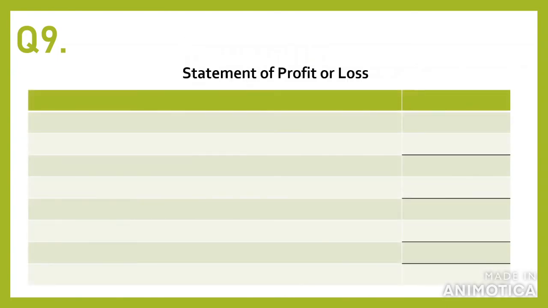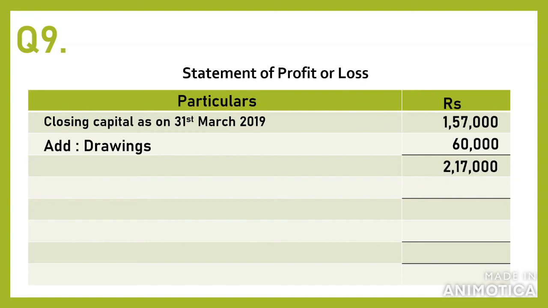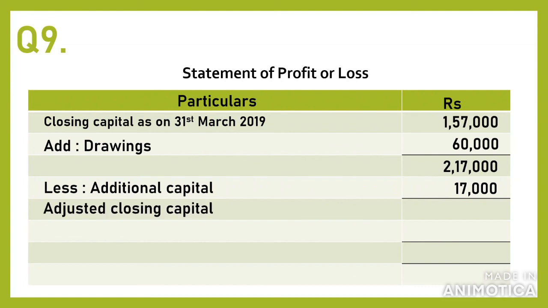So we prepare a statement of profit or loss, and then we start with the closing capital, which we have already identified. The closing capital is 1,57,000. To this we add drawings. Okay, so drawings is a figure of 60,000. So once you add drawings, you get to a figure of 2,17,000. Okay, and from this, what we do is we reduce the additional capital which has been introduced during the year. The additional capital introduced is 17,000. And once you reduce 17, you get to the adjusted capital.